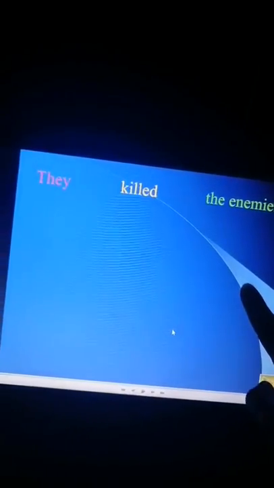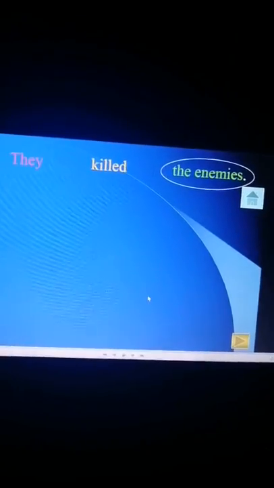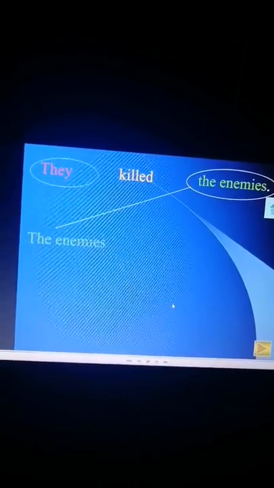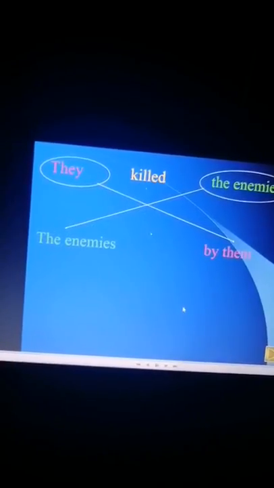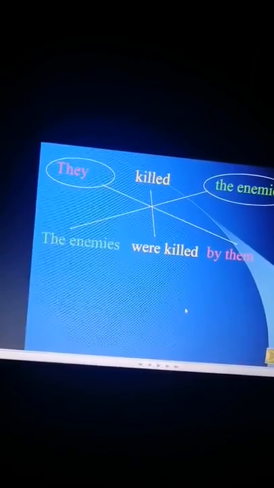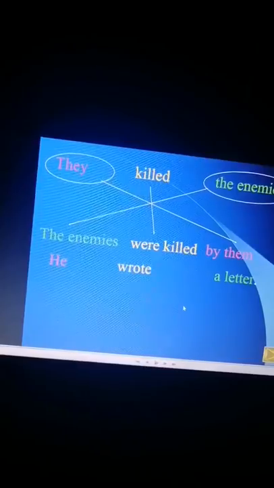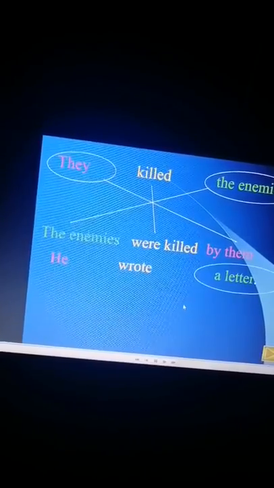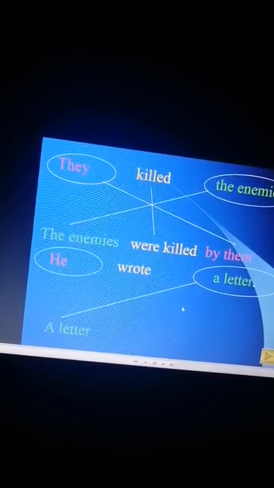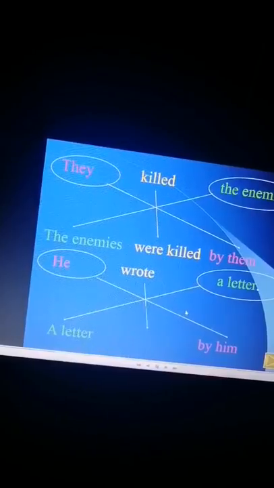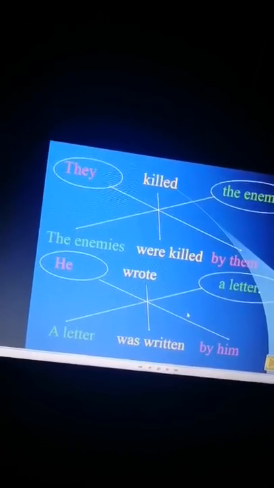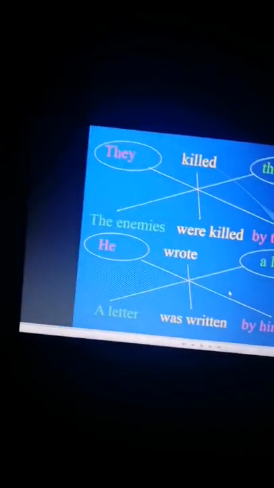They killed the enemies. Subject, verb 2, object. Object, by the subject, was or were verb 3. The enemies by them were killed. He wrote a letter. A letter was written by him. We don't put were here because the object here is singular.